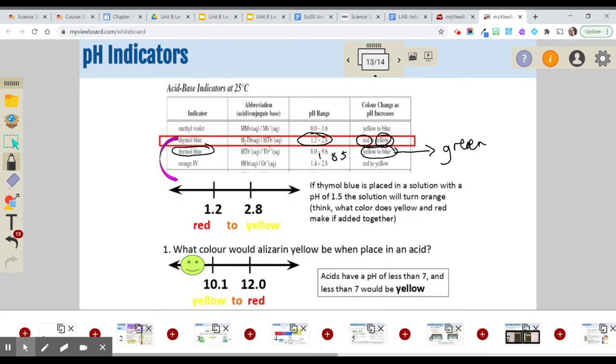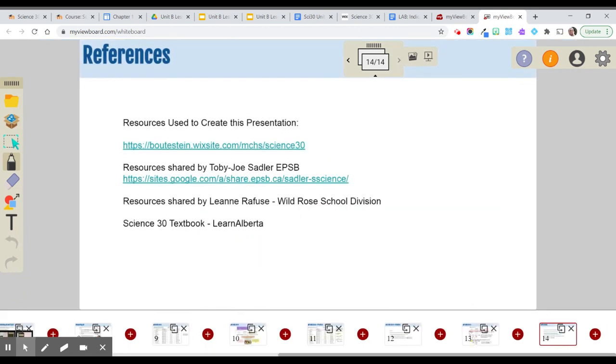All right, and I believe that was the final slide of the lesson. That's your part B. Make sure you go try some of these indicator questions and your pH to hydronium ions.